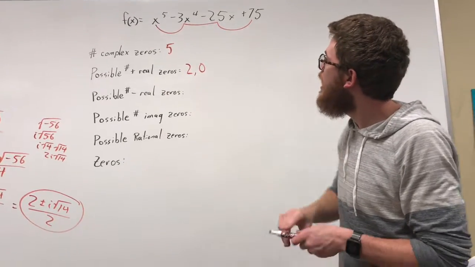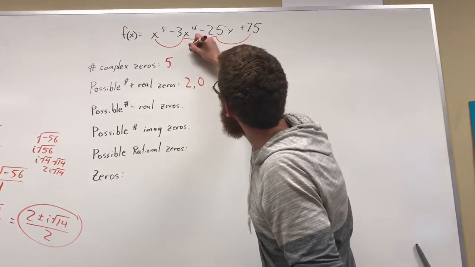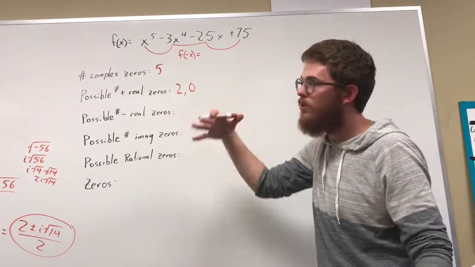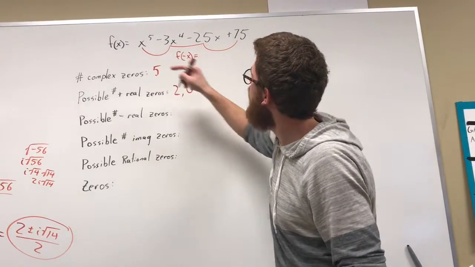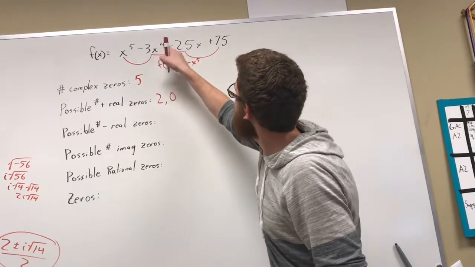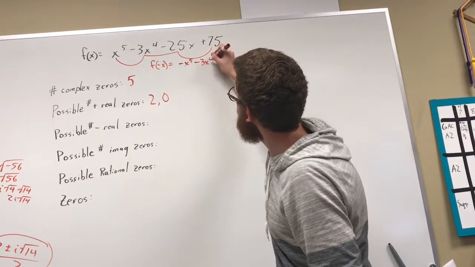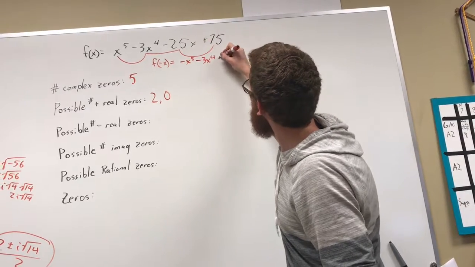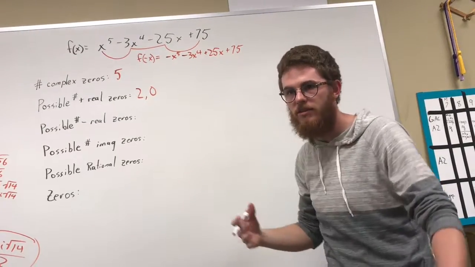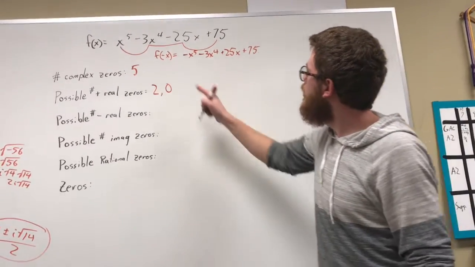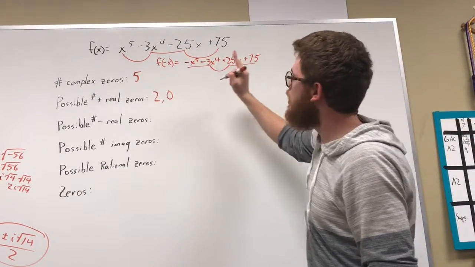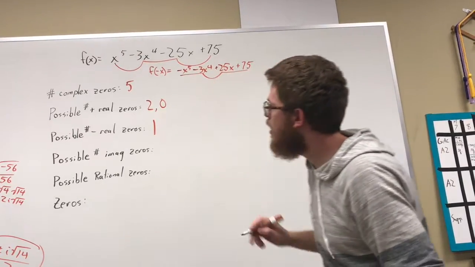To find the possible negative real zeros, I can look at f of negative x, which is going to change the sign of all of the odd degree terms. So this, instead of being positive x to the 5th, would be a negative x to the 5th. Because this is an even degree term, this one stays the same. But because this is an odd degree, this is now a positive 25x. And of course, 75 is a constant. Constants don't change.